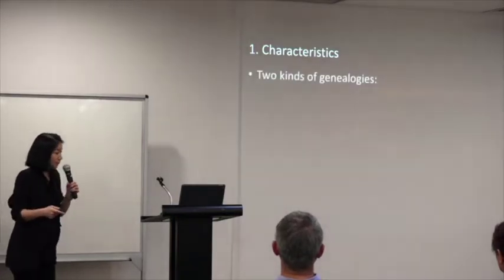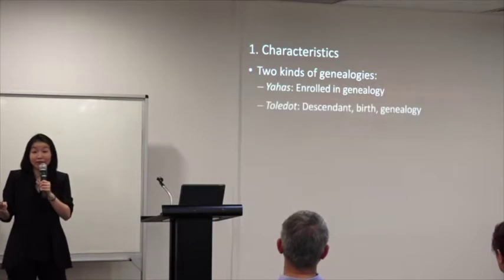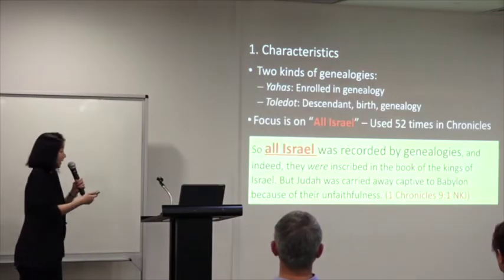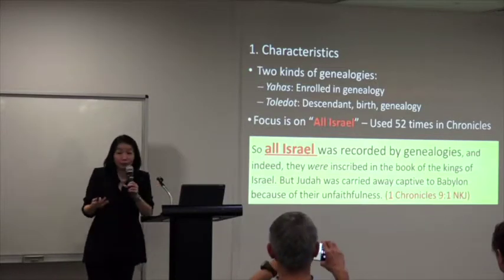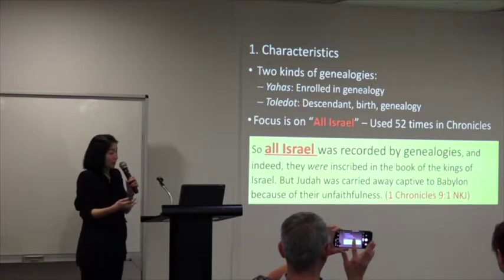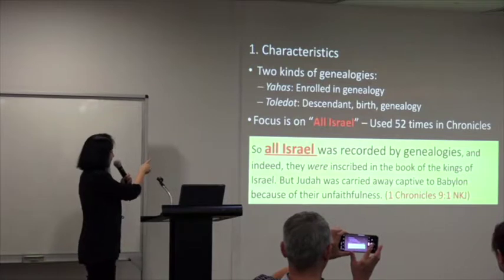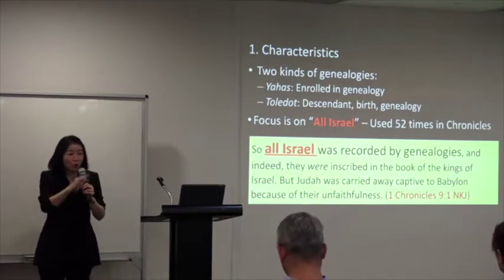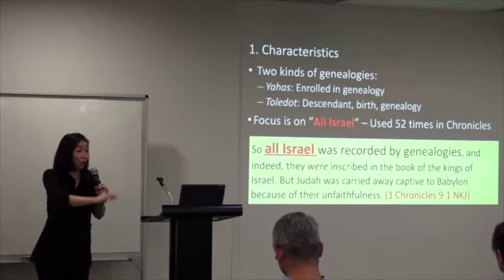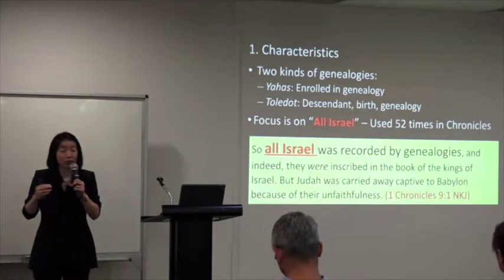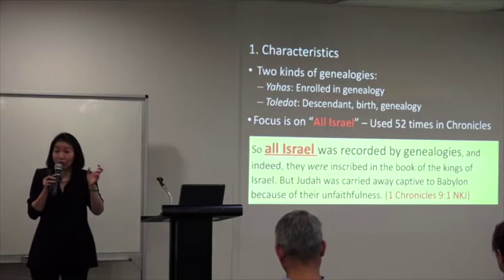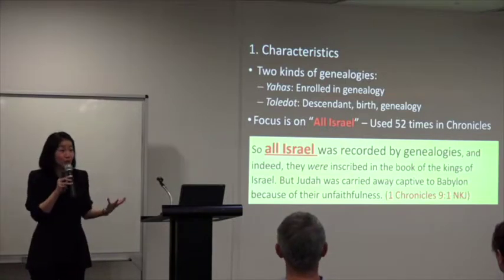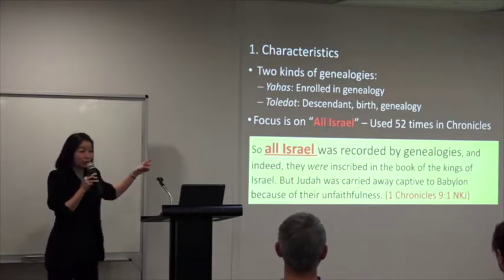Now, there are 2 kinds of genealogy you can find in the book of Chronicles, Yahas and Toledot. This is the Hebrew transliteration. Now, the focus is that God recorded all Israel. That means all of Israel, all their genealogies are recorded here. And this term, all Israel, is used 52 times, just alone in Chronicles.